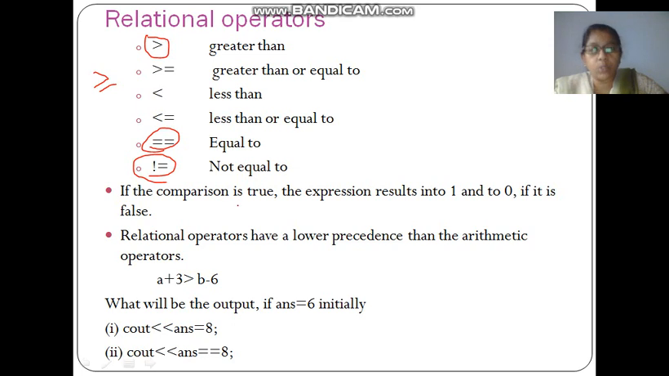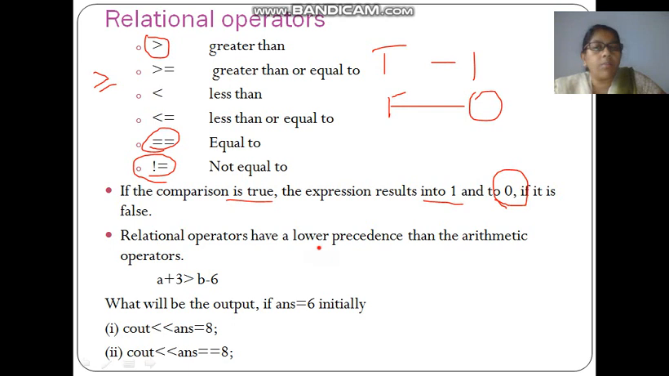If the comparison is true, the result will be 1. If the comparison is false, it gives the answer 0. So if it is true, it gives 1, and if it is false, it gives 0.